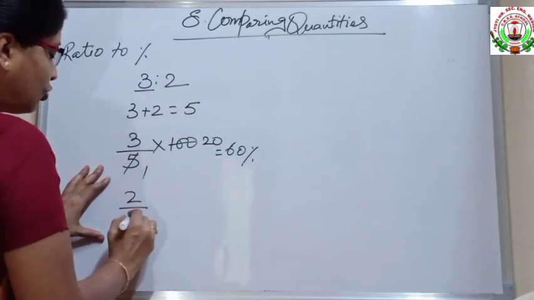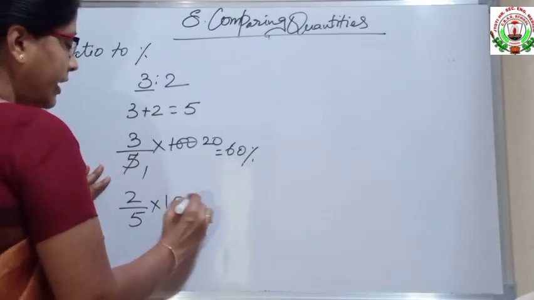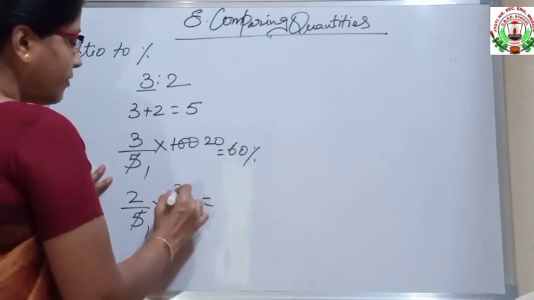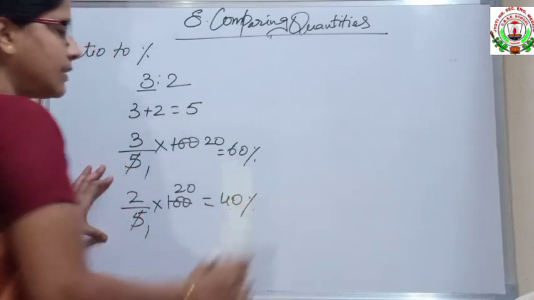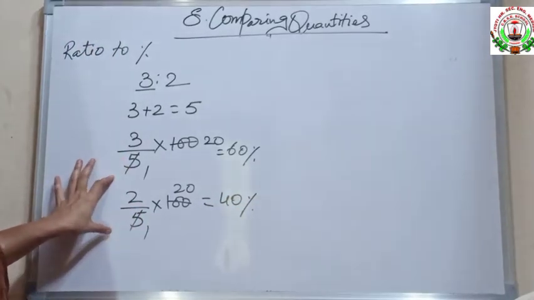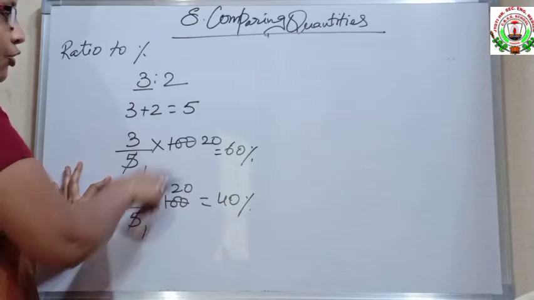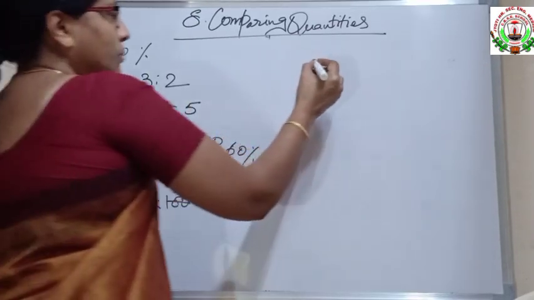Next 2 by 5 into 100. See, 5 ones are 5, 5 twenties are 100. So 2 into 20, that is 40%. Like this we have to change the given ratio into percent. Once again, one more example.